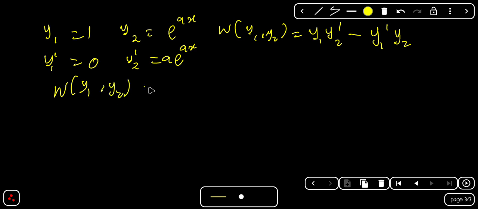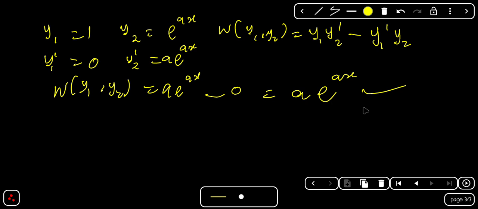The Wronskian of y1, y2 gives y1, which is 1, multiplied by y2 prime, which is a e raised to the power of ax, then minus y1 prime, which is 0, multiplied by y2, which is e raised to the power of ax, and that gives us 0. So we have a multiplied by e raised to the power of ax, which is also not equal to 0. So that shows that the two functions are linearly independent.